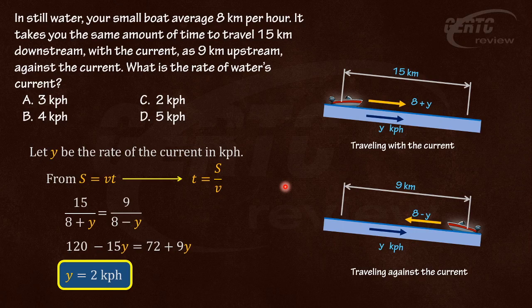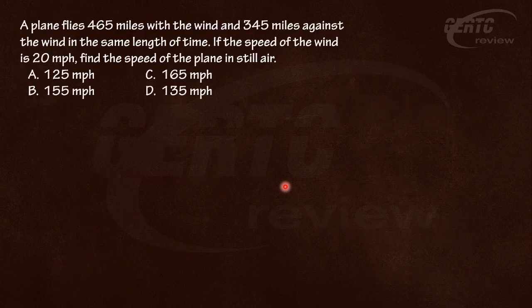This is still a board exam problem. Okay, airplane this time. A plane flies 465 miles with the wind and 345 miles against the wind in the same length of time. So if you think about it, it's the same as before. The time of travel 465 miles with the wind is the same as the time to travel 345 miles against the wind. The speed of the wind is 20 miles per hour. The question here is the speed of the airplane in still air. It's the same as before, except earlier we were looking for the speed of the current, and the speed of the boat was given. Very, very similar.